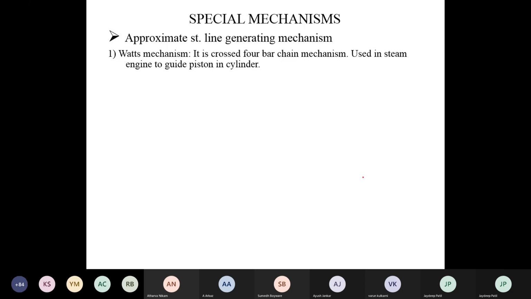Now see here the Watt's mechanism. It is a closed four-bar chain mechanism. Now see the figure of this mechanism. This is one of the links. This link is fixed here at O. This is B, and OB is one link. Next, this is AB, and this is O1A. Here you will get O1. Here is A.